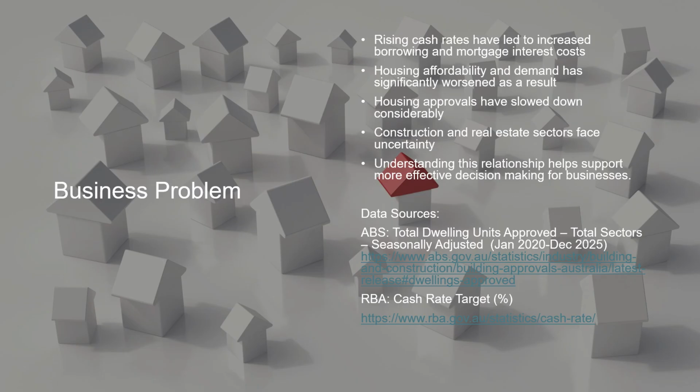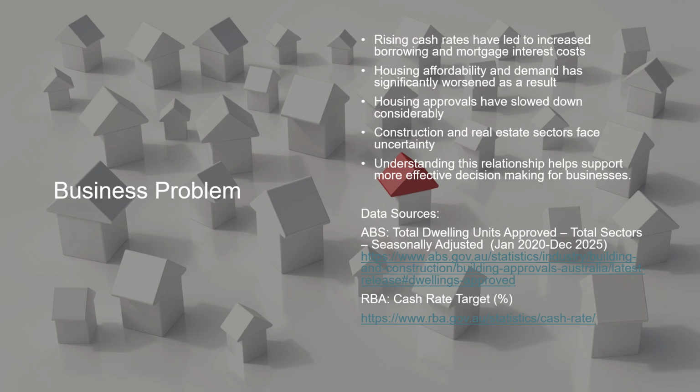So, as you will be aware, Australia has faced significant housing affordability and housing supply challenges in recent years. One factor influencing housing market activity is the level of cash rates. As the RBA increases the cash rate, borrowing and mortgage costs generally increase. This can significantly worsen housing demand and make developers more cautious about commencing new projects, leading to approvals slowing down and uncertainties occurring in the construction and real estate sectors.